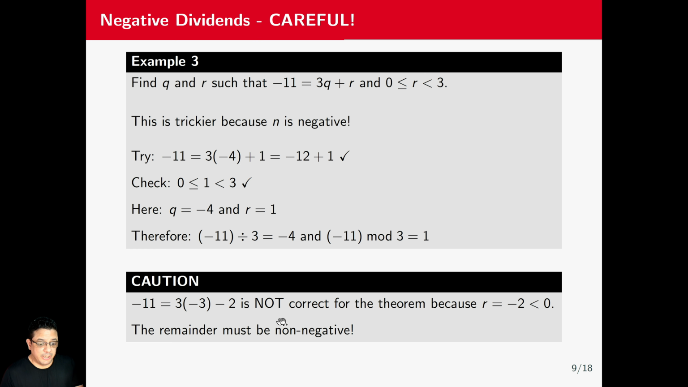You've got to be careful here. You can have -11 represented as 3 times -3 with -2. However, this is not the correct representation for this theorem because -2 is a negative number. And by definition, we decided that the remainders should not be negative. Okay?